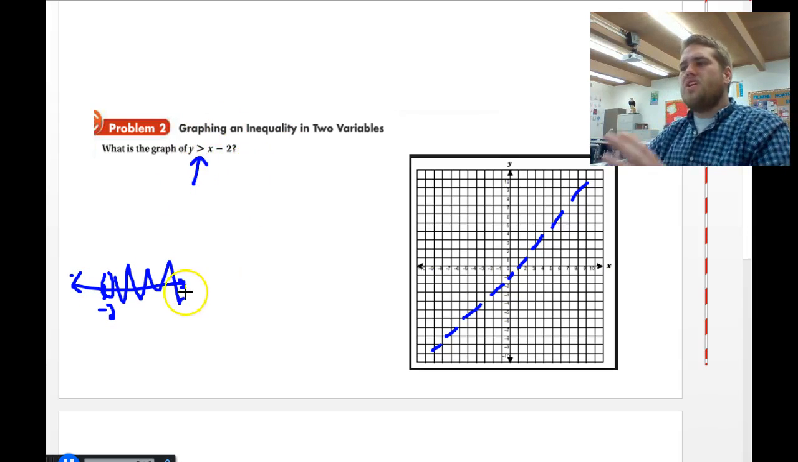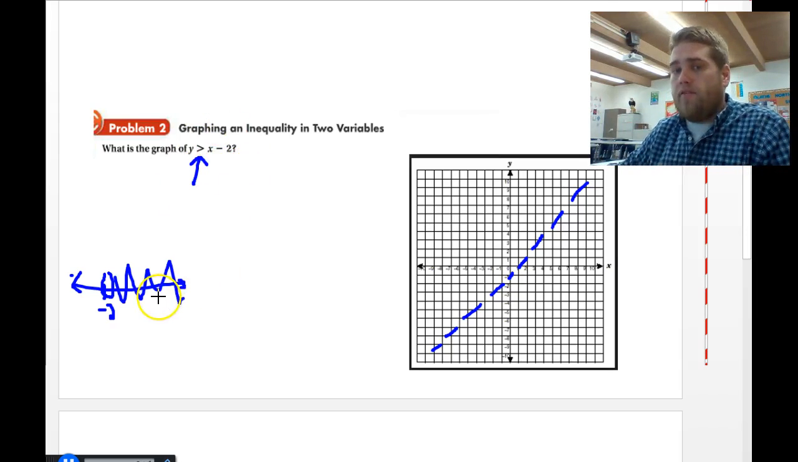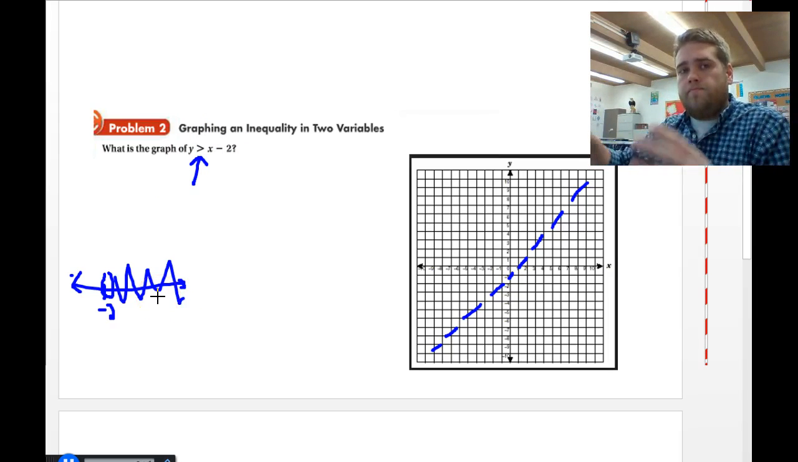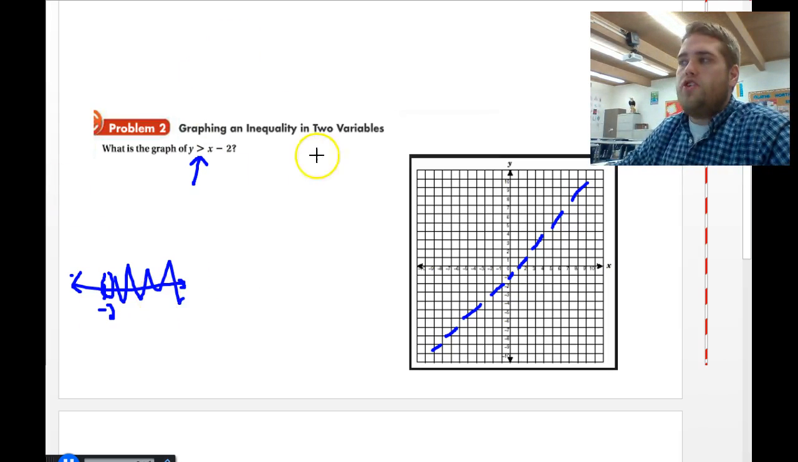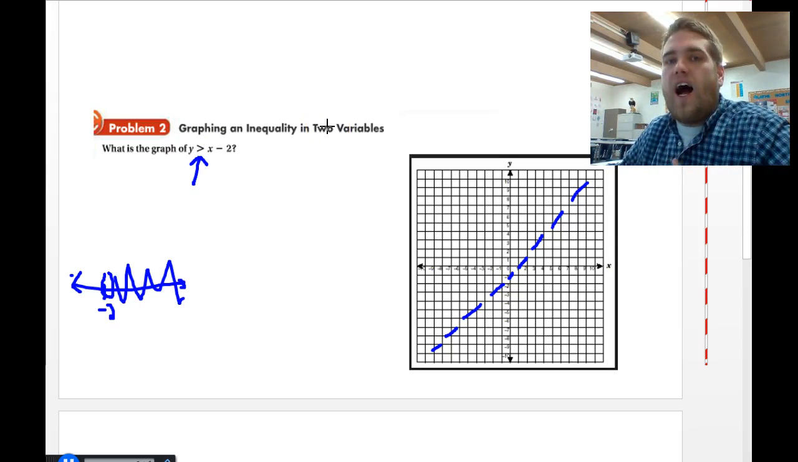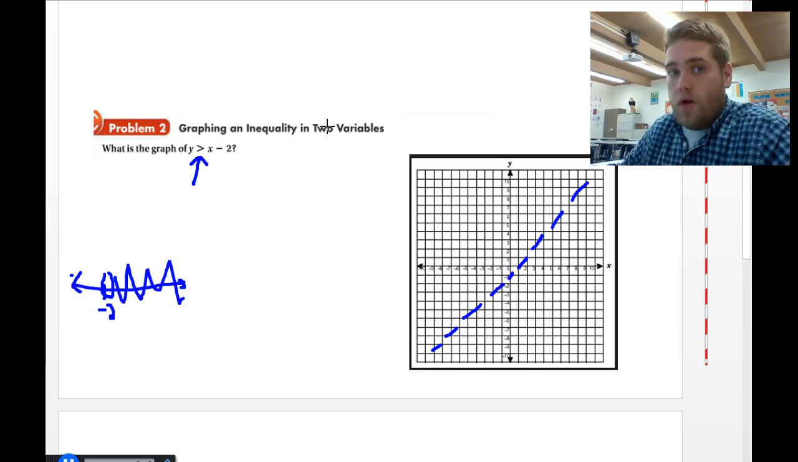Since we're not on a flat graph, since we're on an actual coordinate plane, we need to do what's called the test point. I always pick 0, 0. That's the easiest point for me. Let me change my color here. And 0, 0, that is my test point.